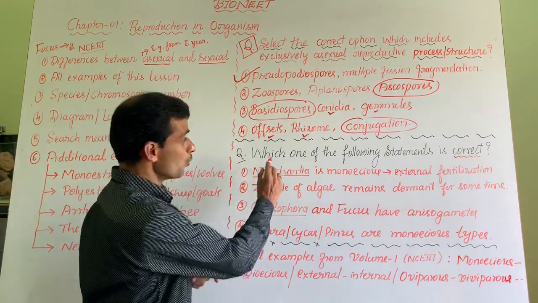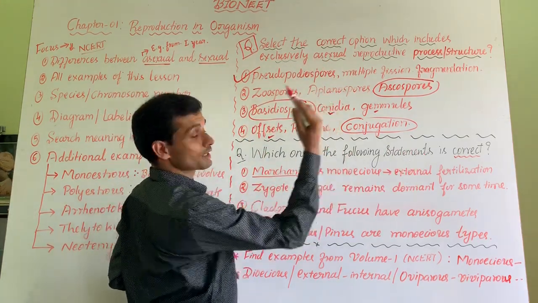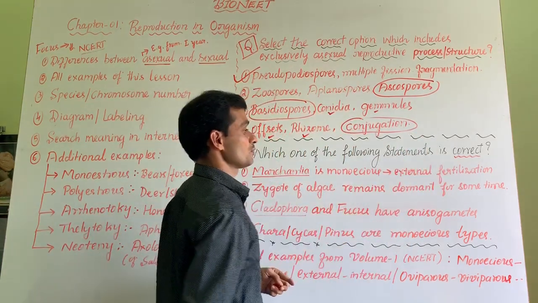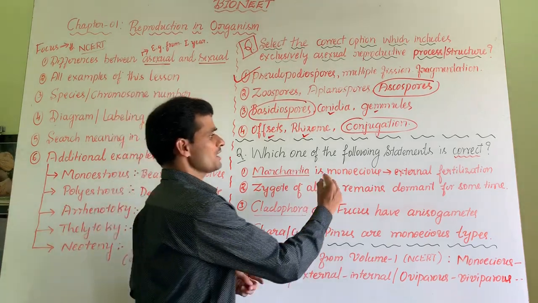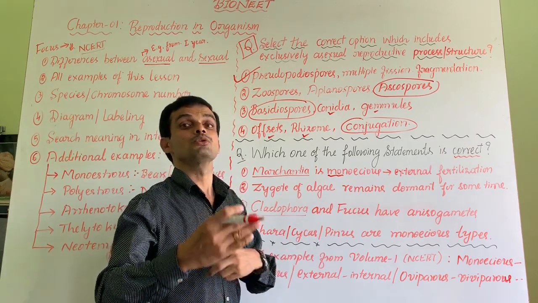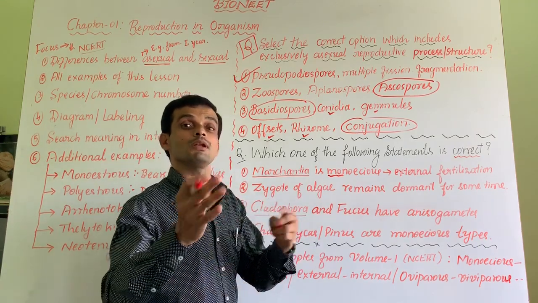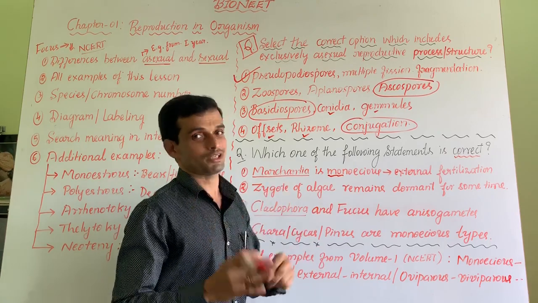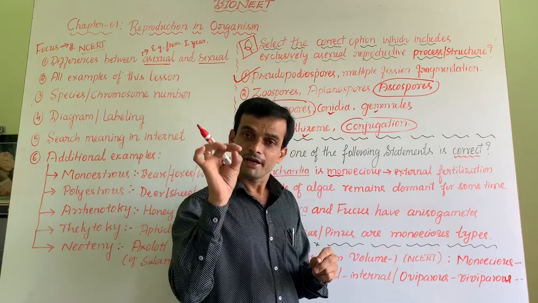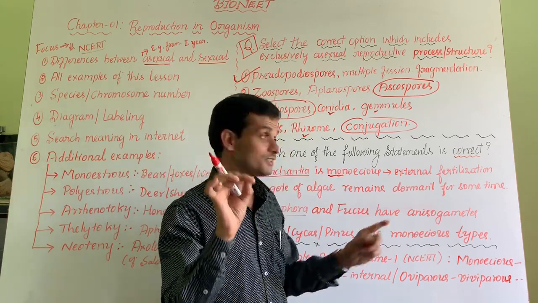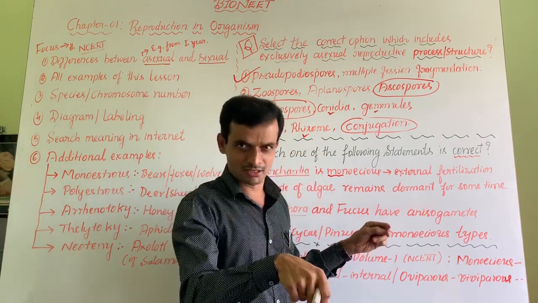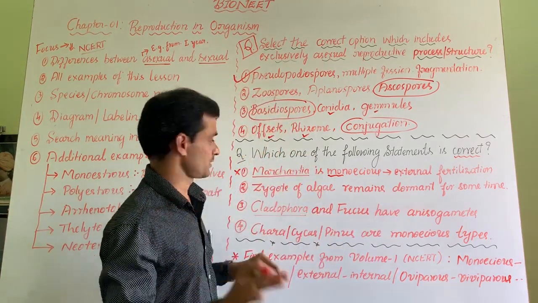Look at this question. Which one of the following statements is correct? Marchantia is monoecious and shows external fertilization. Marchantia is dioecious. It is heterothallic. Archegoniophore and antheridiophore develop in different thalli. It is unisexual. This cannot be a correct statement. Moreover, in bryophytes, pteridophytes and lower forms, there is internal fertilization. The sperms go inside the archegonium. The egg is present inside the archegonium. So this is not at all correct.